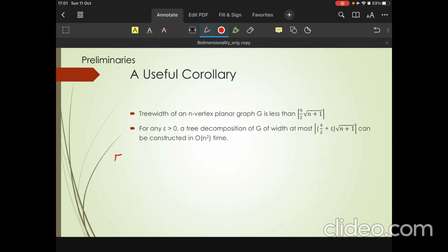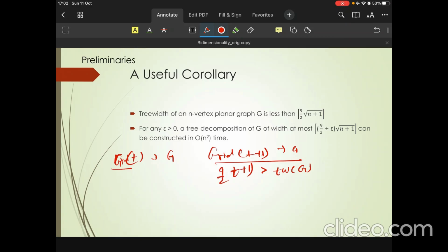So we'll prove this as follows. Consider grid T to be the largest minor grid of G. That is, grid T plus 1 is not a minor of G. For this to happen, we have to have the tree width of G strictly less than 9 by 2 into T plus 1.